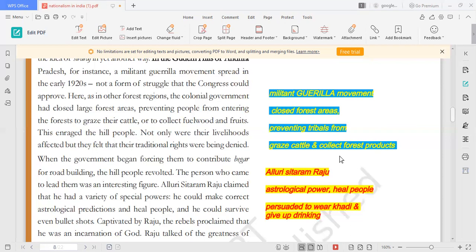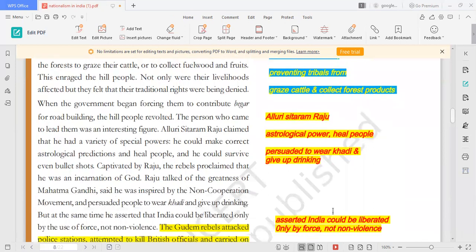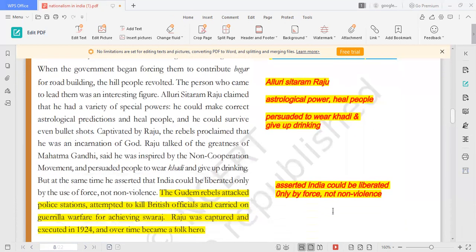He glorified himself as having special power to predict astrology, and said I can heal people. And he was persuading the people to wear khadi and give up drinking. But he had a different opinion from Mahatma Gandhi's non-violence. He said India could be liberated only by force, not by non-violence.